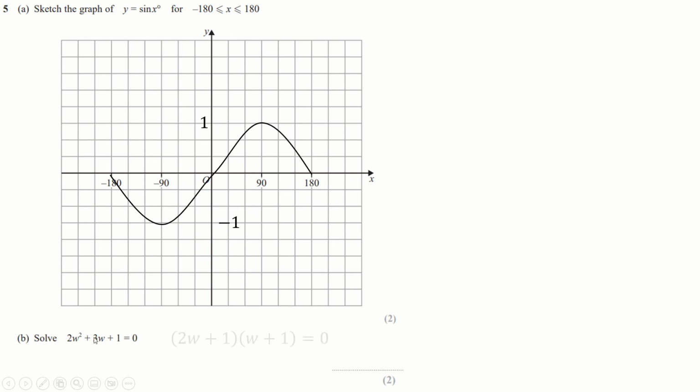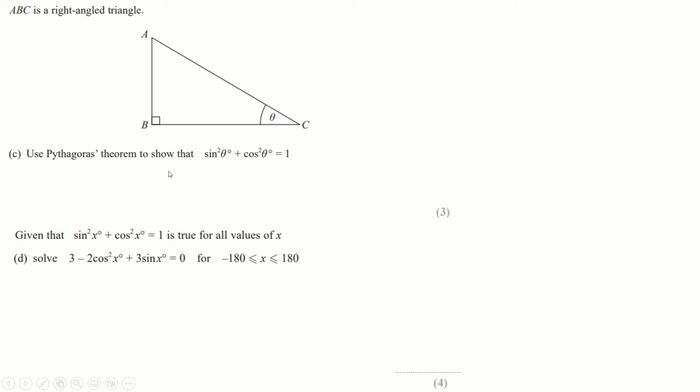Anyway, factorise this, super easy, and then of course either 2w plus 1 is 0 or w plus 1 is 0, and you solve both of those to get those two answers there. The reason they asked you to do that is because they're kind of leading you in towards this question at the end here. First, it wants you to do a very quick proof of the Pythagorean identity, sine squared plus cos squared equals 1.